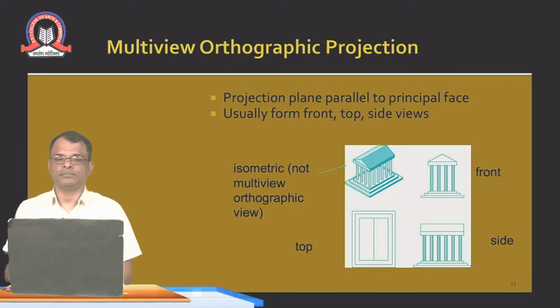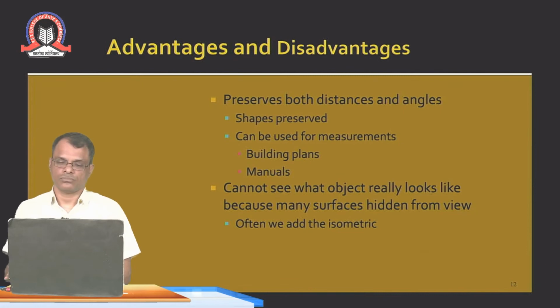After that, we will see the advantages and disadvantages of these views. They preserve both distance and angle. Shapes are preserved and can be used for measurements, building plans, manuals. But you cannot see what the object really looks like because many surfaces are hidden from view. Often when we add this isometric, that time these things happen.